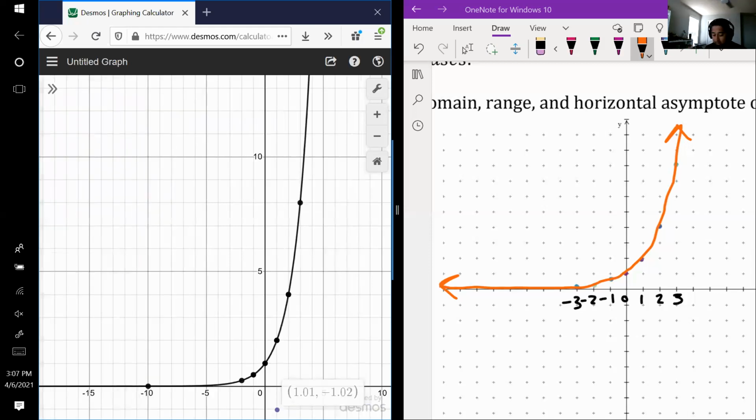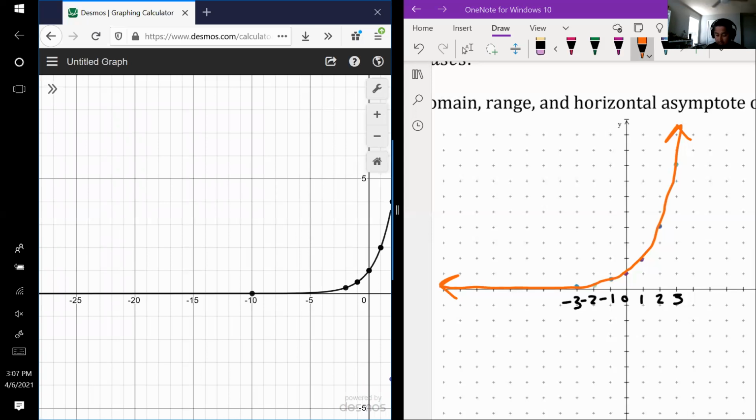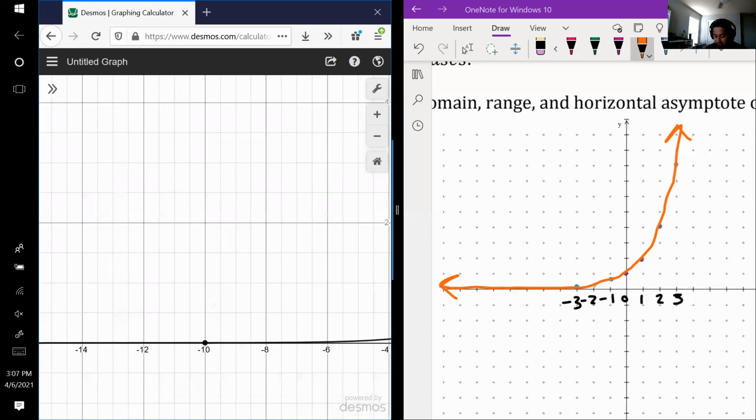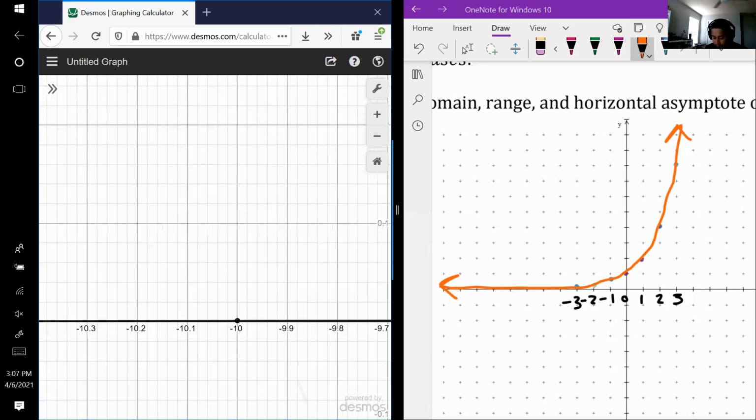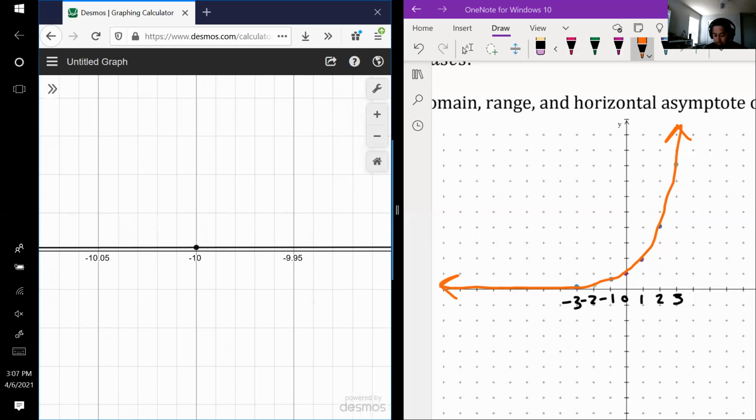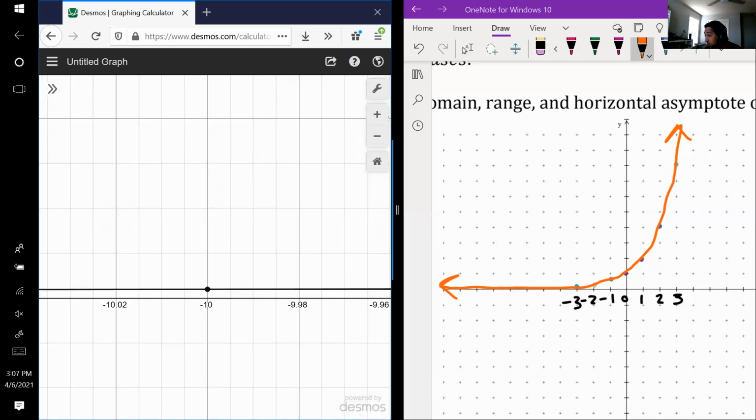I could even show it by the graph that we have in Desmos. Let's say I want to zoom in at -10. It looks like we are on the x-axis, but if I zoom in enough, it shows that we are not even touching the x-axis. We will never touch the x-axis. So you're going to get really close to 0, but you will never touch it. That's why we say exponential functions have a horizontal asymptote.